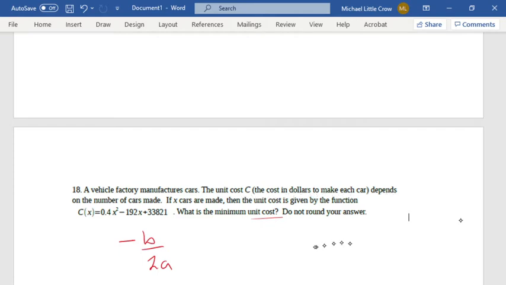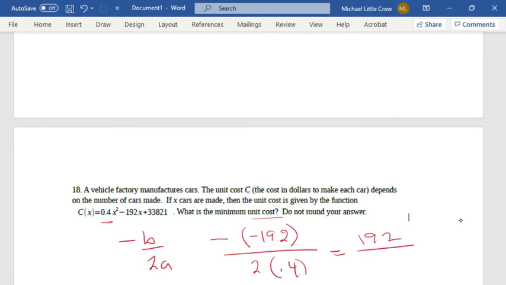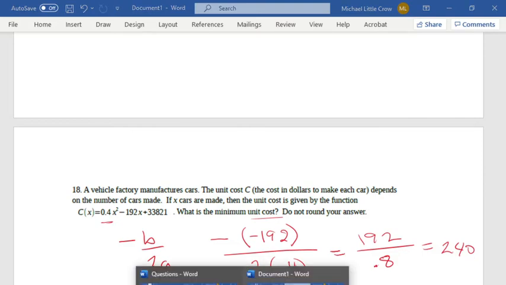The unit cost, yeah. And so b is negative 192, so you get minus negative 192 over 2 times a, which is 0.4. So you get a positive 192 over 0.8. When I do that by hand, I get 240. And then you'd need to plug in 240 for x to get the y value.